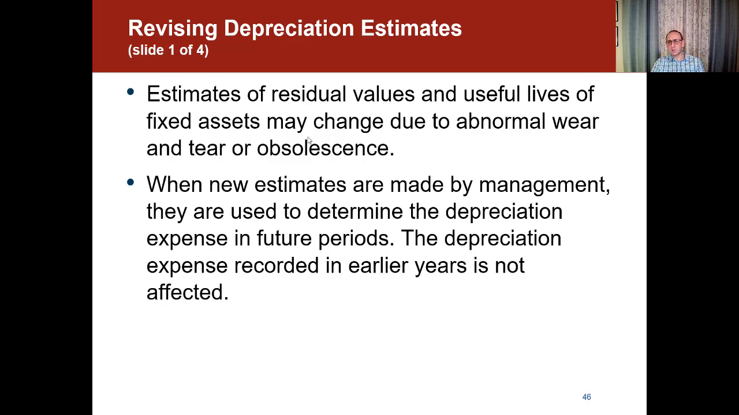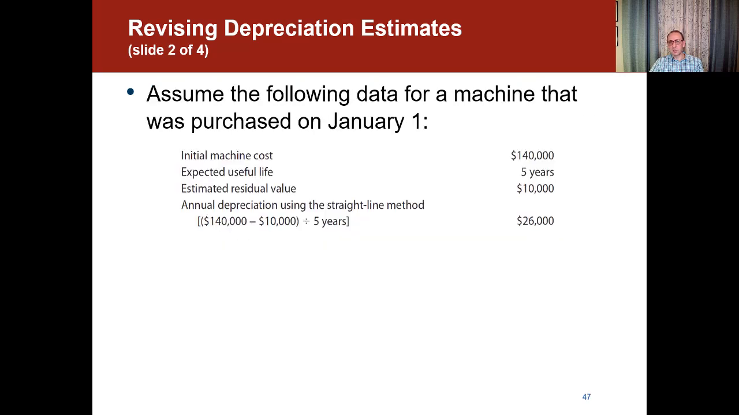So estimates of residual values and useful lives of fixed assets may change due to abnormal wear and tear or obsolescence. When new estimates are made by management, they are used to determine the depreciation expense in future periods. The depreciation expense recorded in earlier years is not affected. So as I said, we do it prospectively, we don't do it retrospectively. So let's see this example.